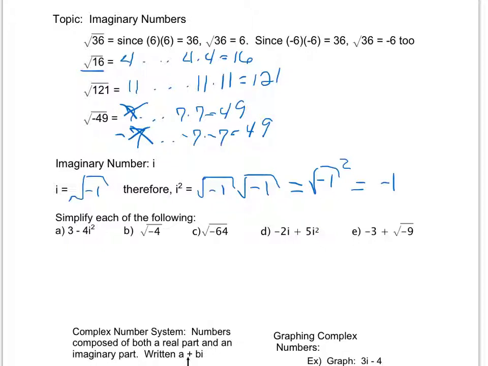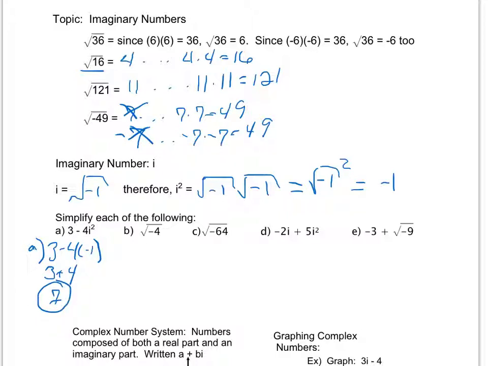If I look at using this new imaginary number to simplify, notice that in my first expression here for letter A, I have 3 minus 4i squared. Well, isn't that 3 minus 4 times negative 1? Since i squared equals negative 1, that then gives me 3. Negative 4 times negative 1 is plus 4, or 7.